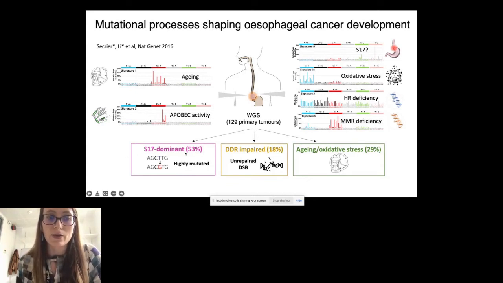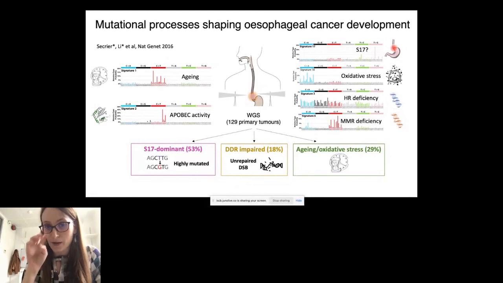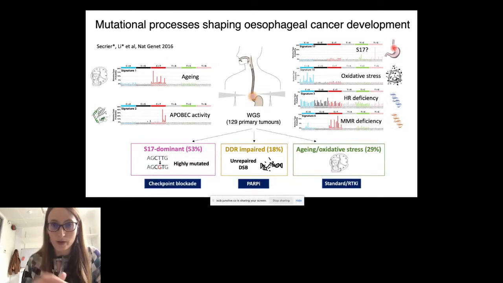So it turned out that the patients that had this signature 17, they had a really high mutational burden, and they seemed to have a stronger immune response. So we were actually able to propose therapies that are not really used as standard in this cancer for these subgroups of patients. So this one, we thought they might benefit from checkpoint blockade.